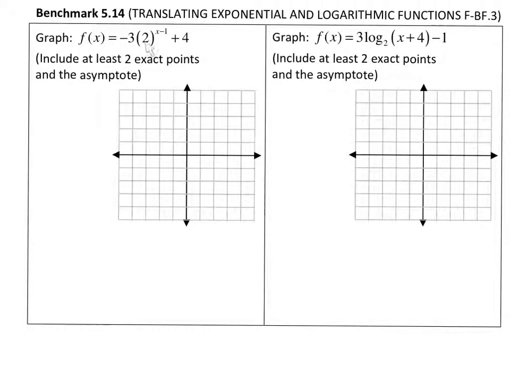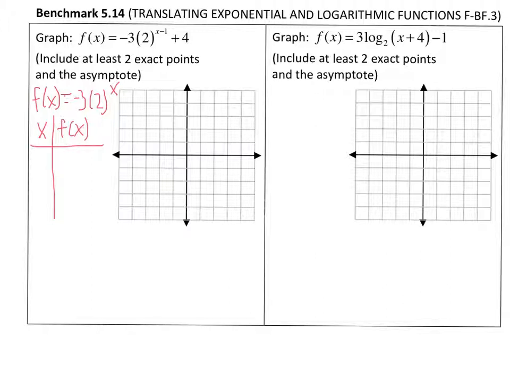In order to graph this function, I want to first graph the first part of this function. I want to graph it as just f of x equals negative 3 times 2 to the x. And then I want to look at how these two numbers shifted. So let's make a table of values to start this off.